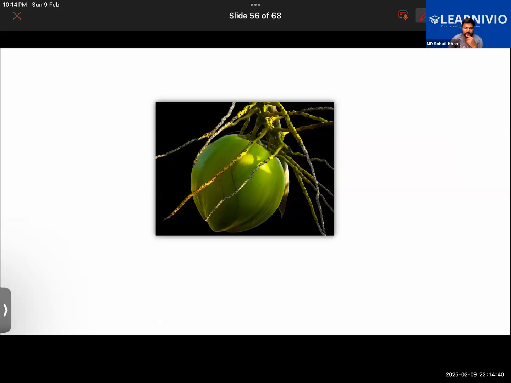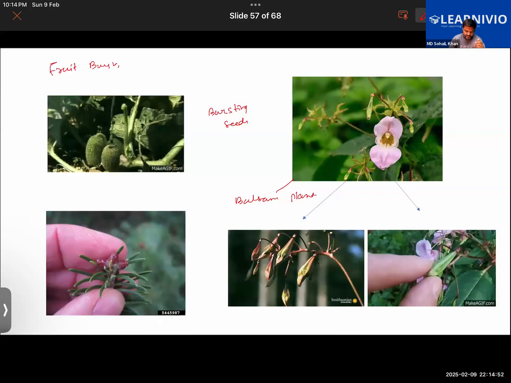Also, you can see the coconut. The coconut is dispersed particularly by the action of the water. The waves in the oceans would be carrying it from one island to another. So that is how it is dispersed.